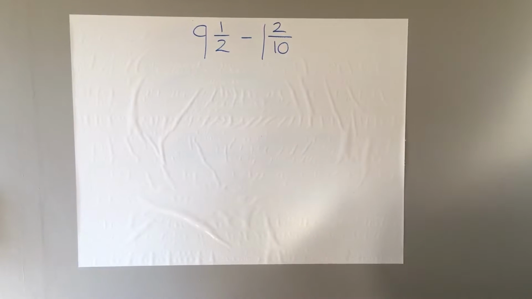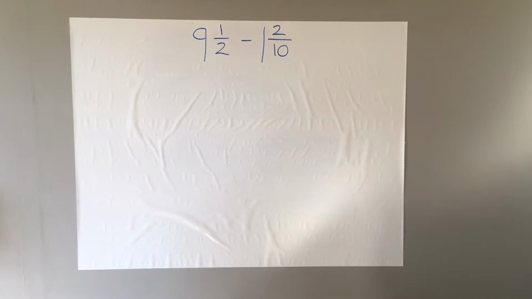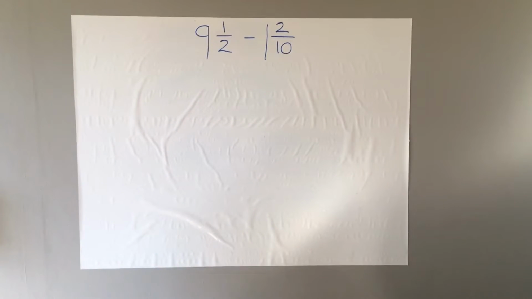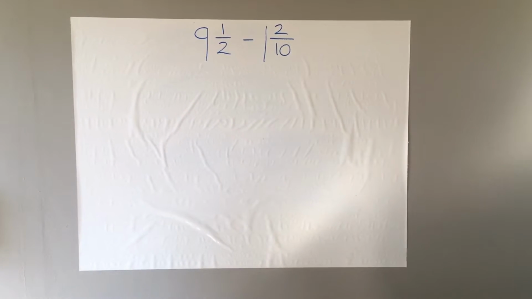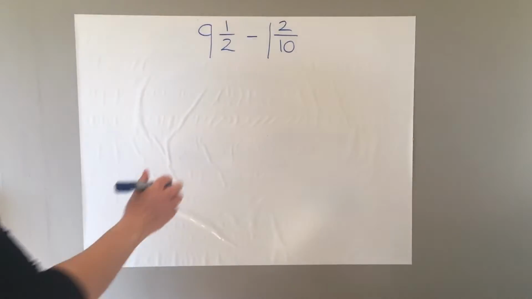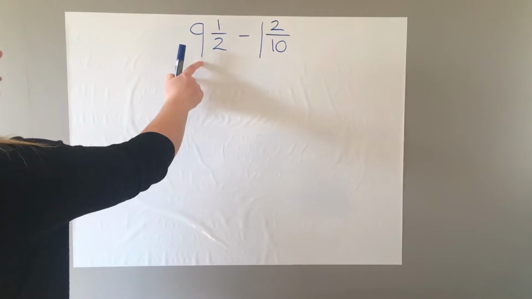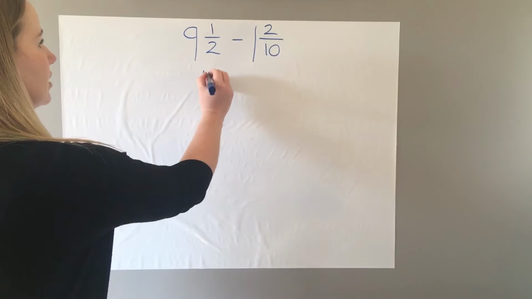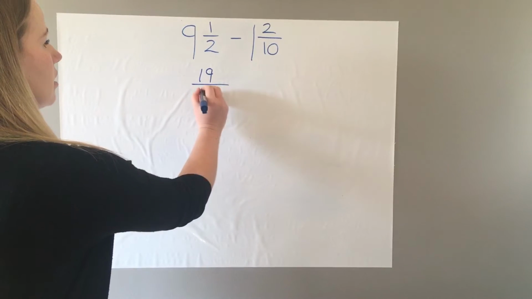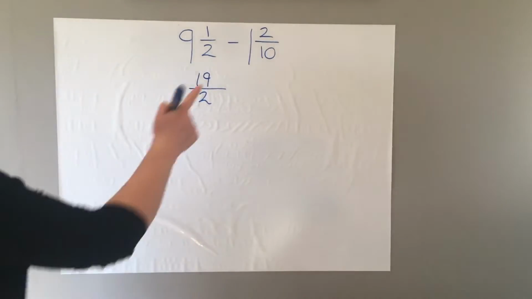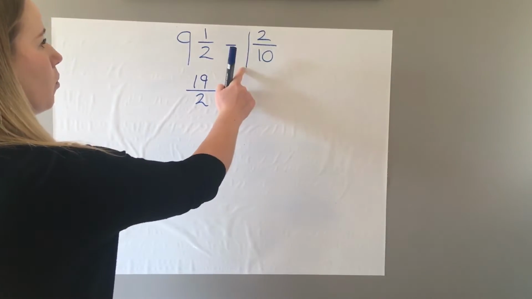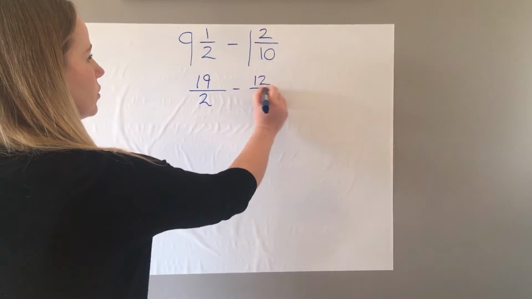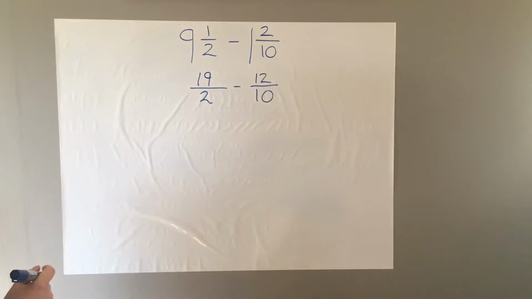So the important thing to remember is that when we're subtracting mixed numbers, we have to convert them to improper fractions because sometimes we have to go into the next whole. So the first thing I'm going to do with this calculation is convert them to improper fractions. So 9 times 2 is 18 plus the 1 is 19, 19 over 2. I'm going to do the same for the second one. 1 times 10 is 10, plus the 2 is 12, 12 tenths.